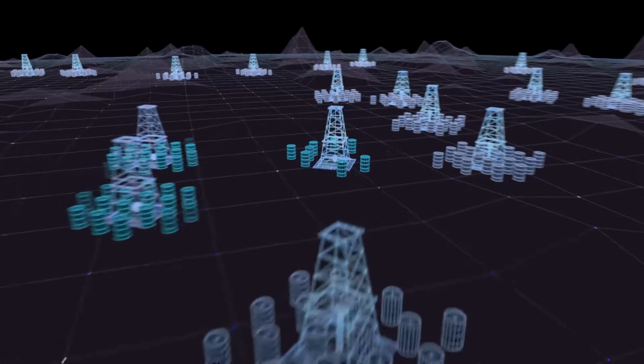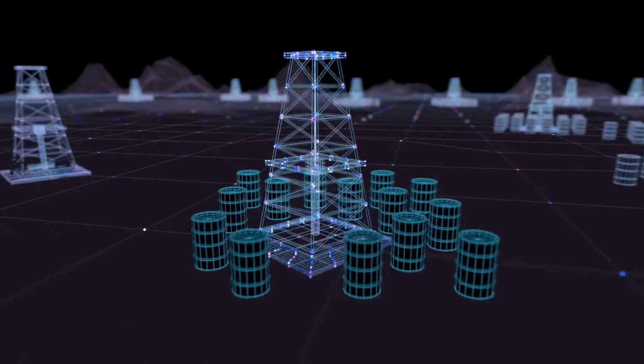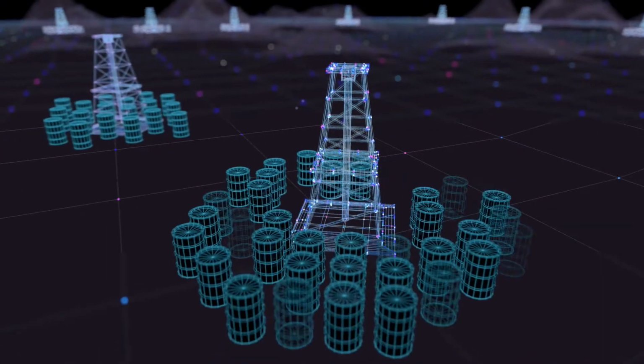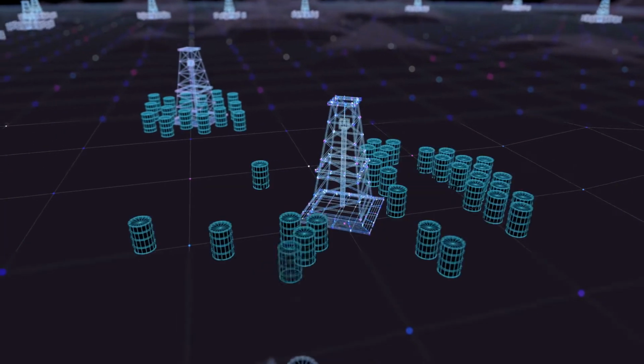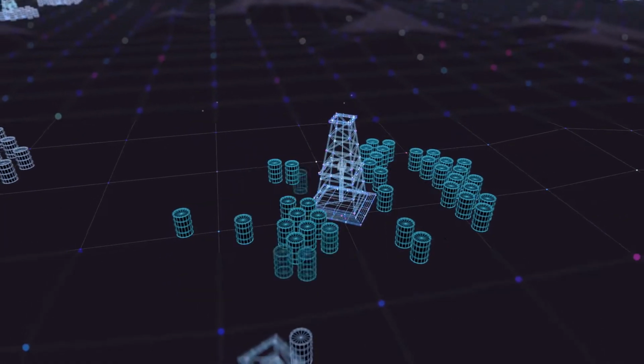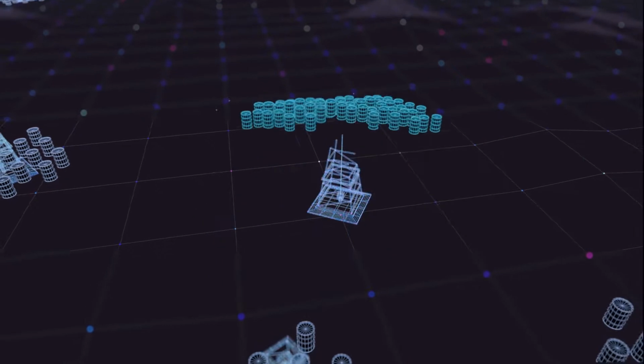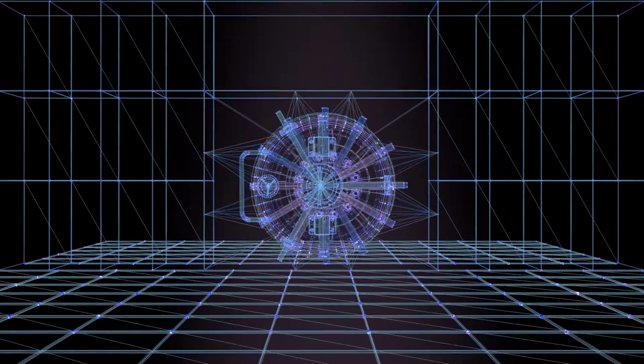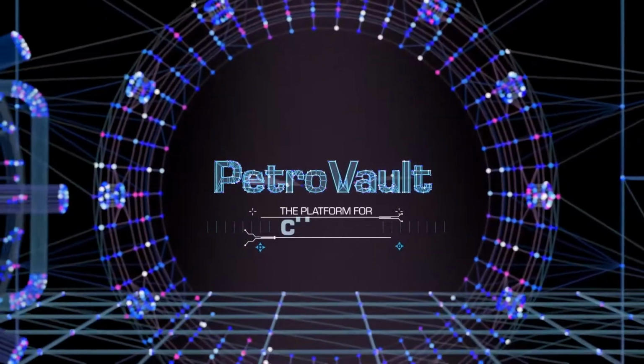More than ever, oil and gas companies are being asked to produce more with less. Customers today expect improved productivity, enhanced efficiency, and increased yield. And they expect it at every well. What's the key to unlocking technologies that answer this new reality? PetroVault, the platform for change.